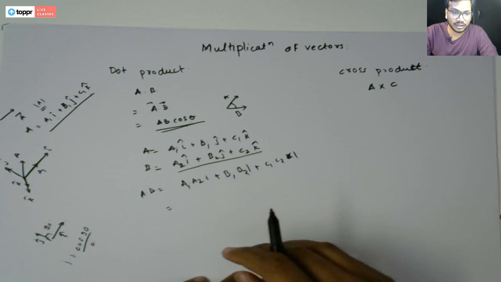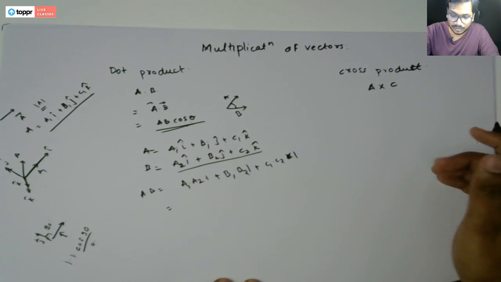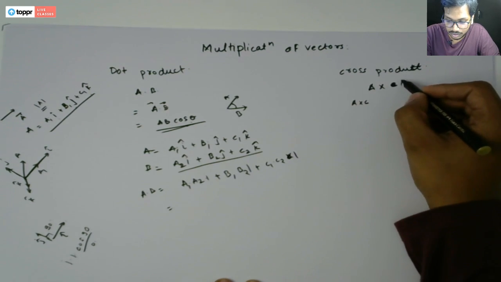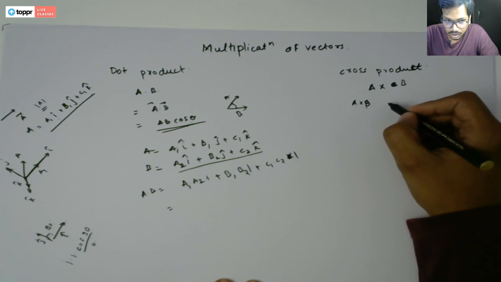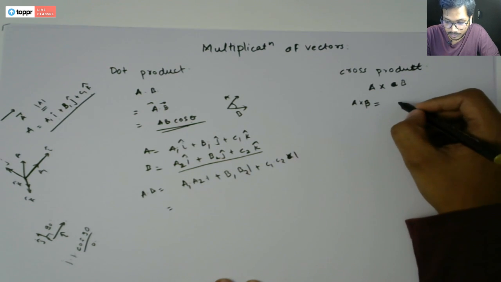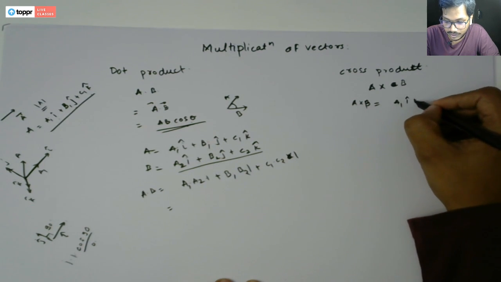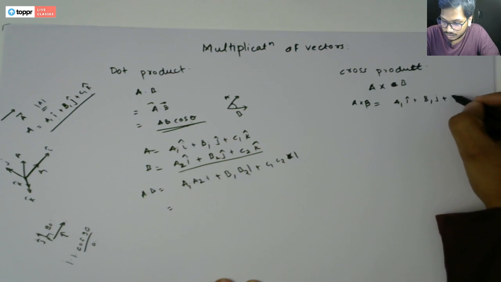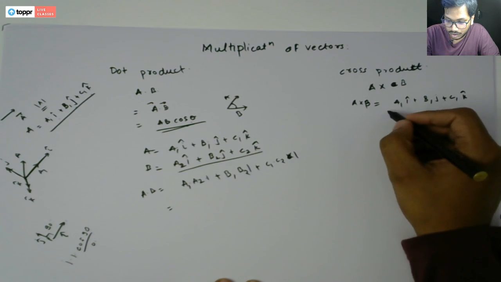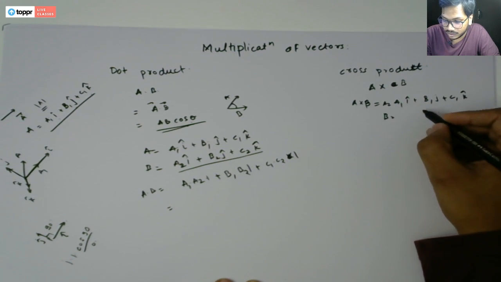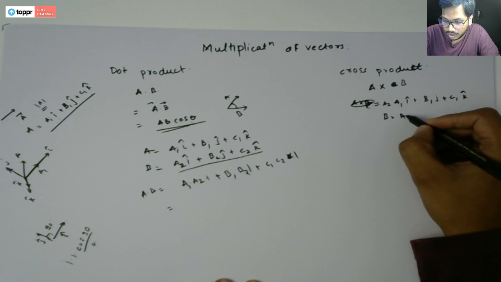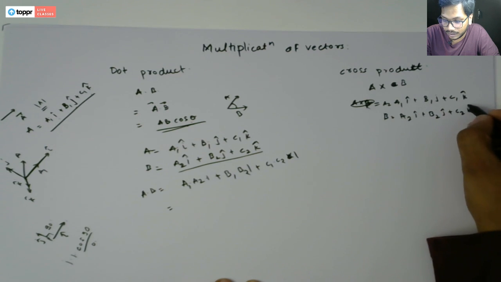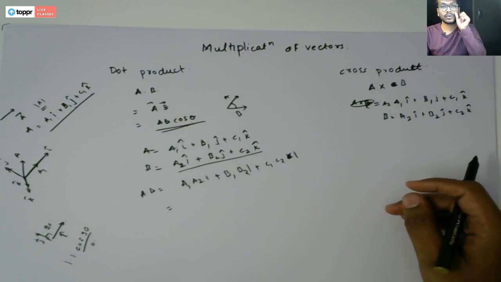Now let's look at how you do a cross product. So a cross b. The a vector is a1 i cap plus b1 j cap plus c1 k cap, and the b vector is a2 i cap plus b2 j cap plus c2 k cap. Now these are the vectors given to us. How do we do the cross product?